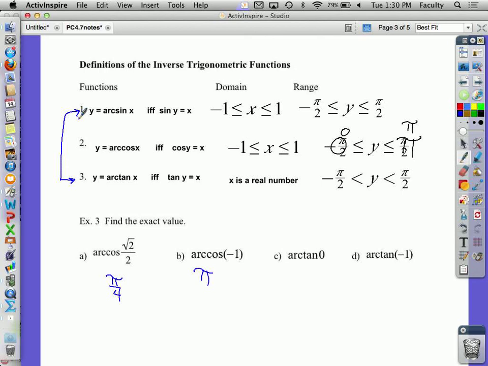So now let's think about letter C. The tangent of what angle gives me 0? 0. The tangent of what angle gives me negative 1? And it has to be an answer between negative pi over 2 and positive pi over 2. So it's definitely fourth quadrant. So what would that be? Negative pi over 4. Okay?